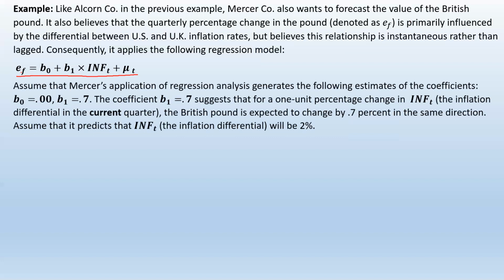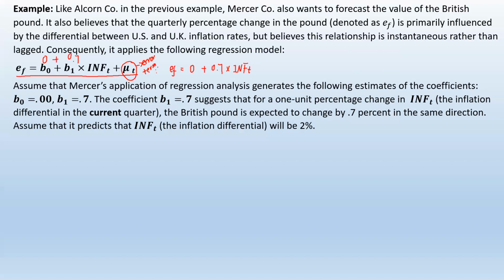And what they get is that the model B0 is 0 and B1 is 0.7. So the model actually can be written as the percentage change of British pound equals 0 plus 0.7 times the inflation differential. And again, this mu t is the error term, and we usually assume the average of the error term equals 0.